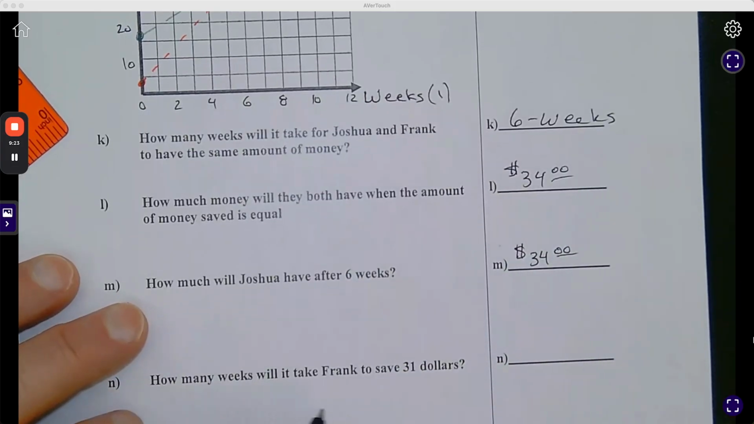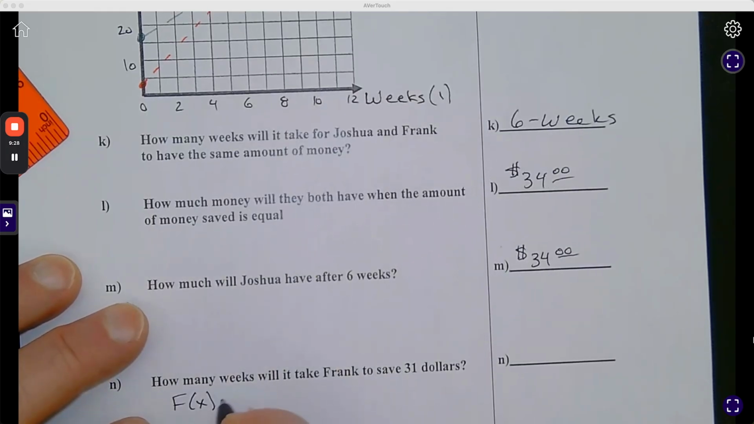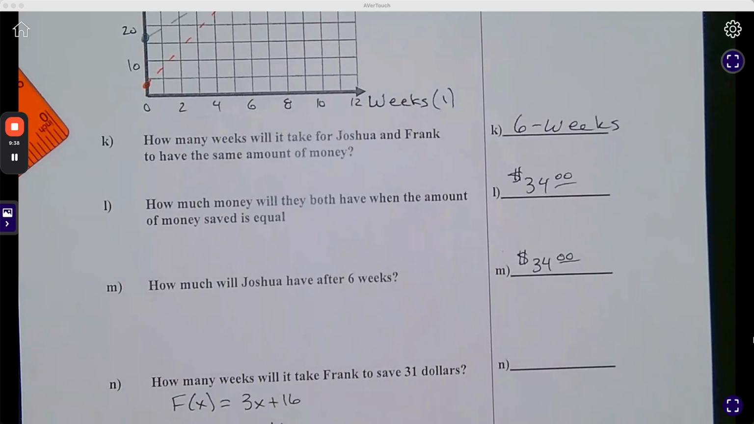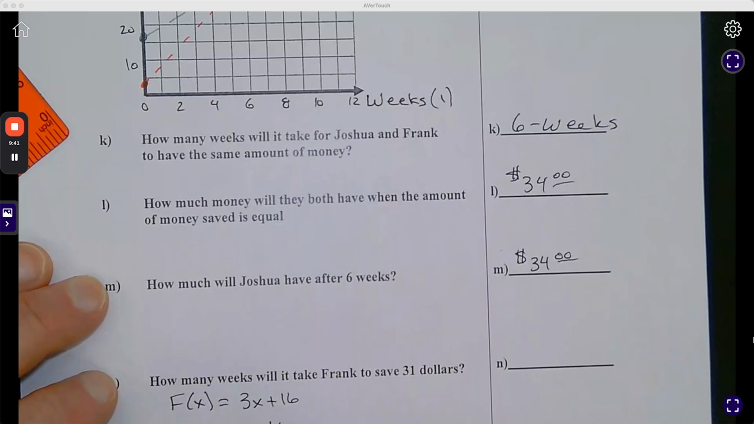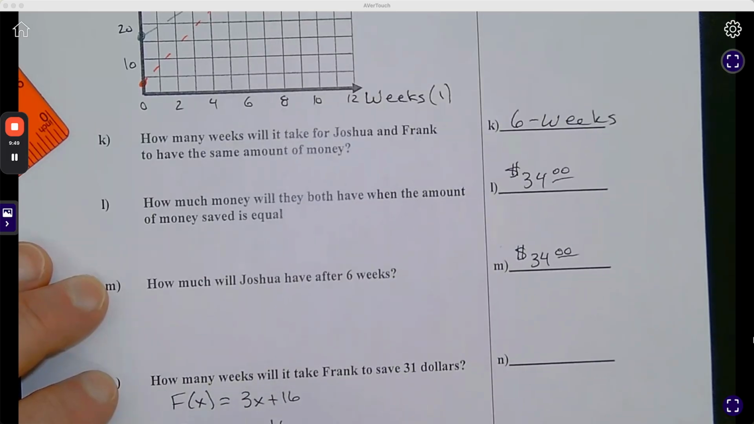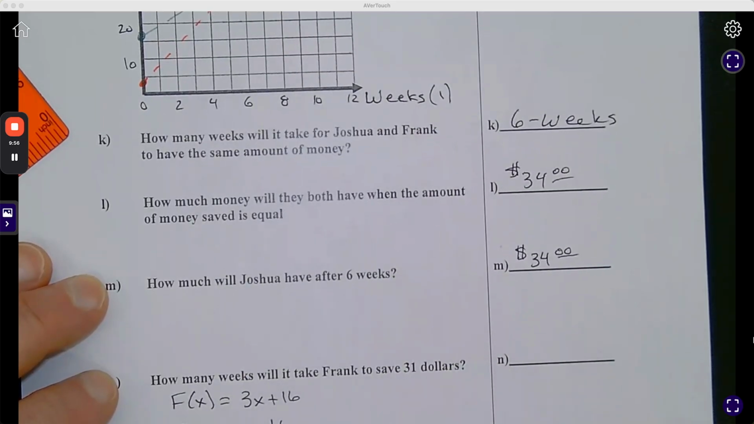All right, how many weeks will it take Frank to save $31? So I'm going to go to Frank's equation. This is Frank's equation. And I'm going to let my output be 31 and solve it for my input x. Subtract 16. We have 15 equals 3x. And then you're going to divide both sides by 3. And you get x equals 5. So it'll take Frank 5 weeks to earn $31.